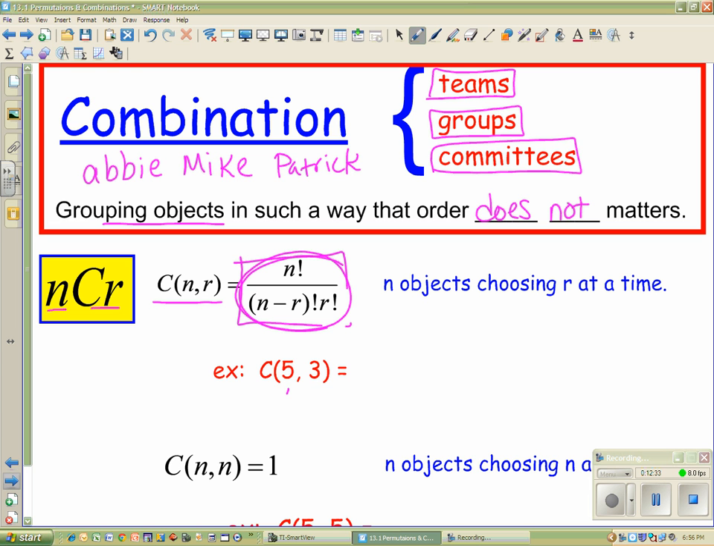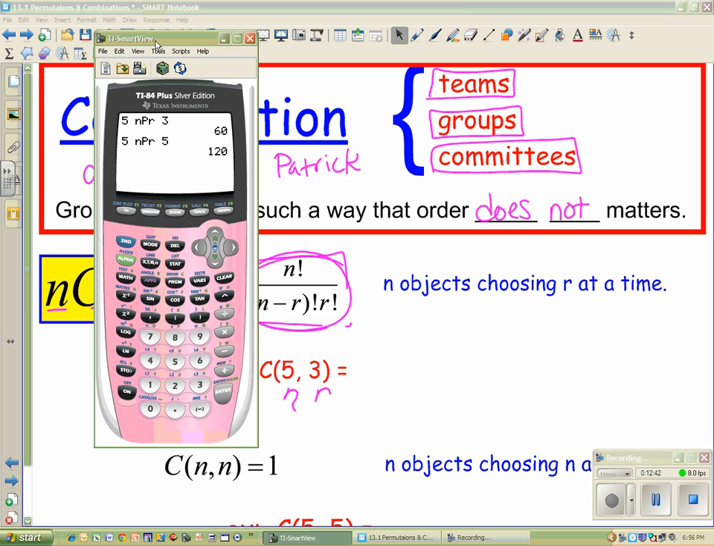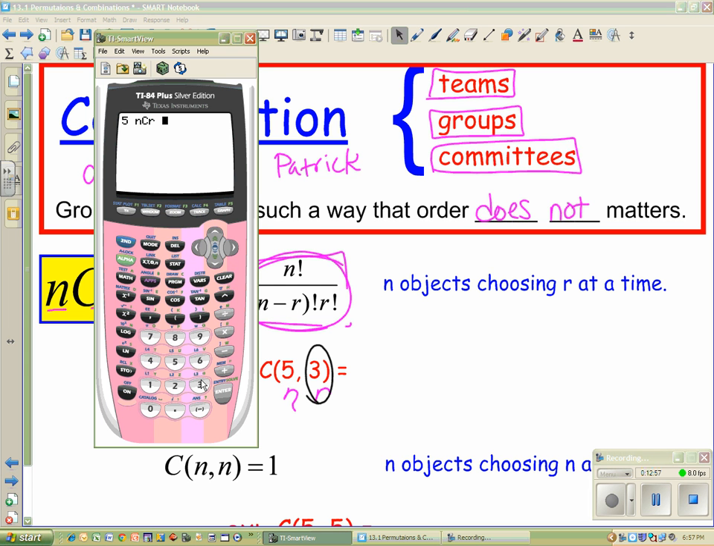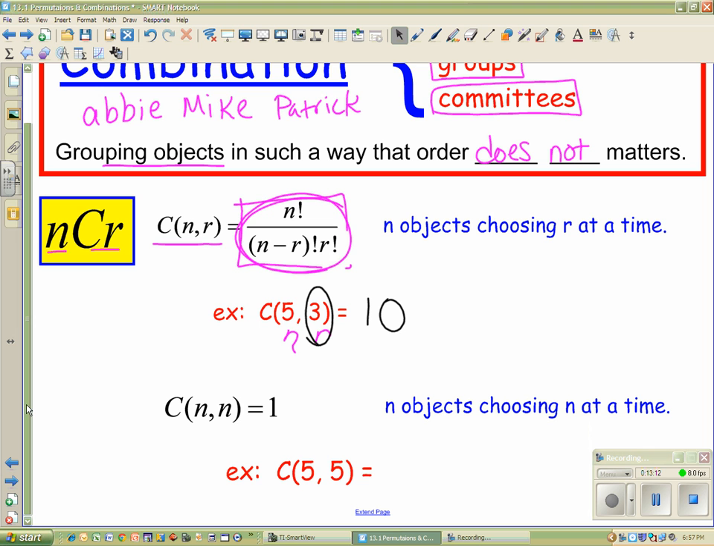So 5 choosing 3, here's my n, here's my r, and in the calculator there is another way to select that. What were we doing? 5, 3. So I can put 5 in, hit math, go to probability, option number 3, and now I fill in my r amount, which was 3, hit enter, and it tells me there are 10 ways for this to occur. If you look at your slide before, a permutation of 5 choosing 3 turned out to be 60. So there's a large difference in the way things are organized, permutation versus combination.